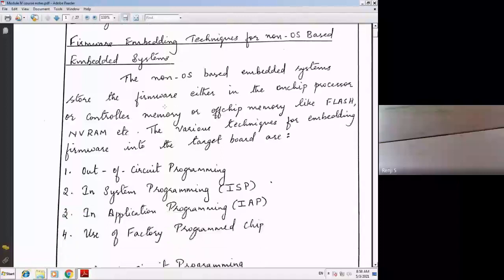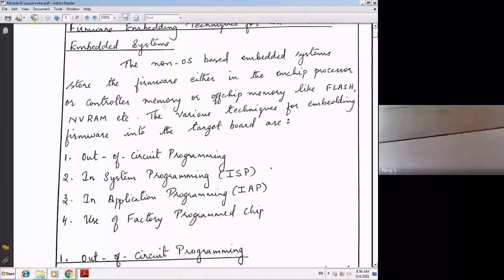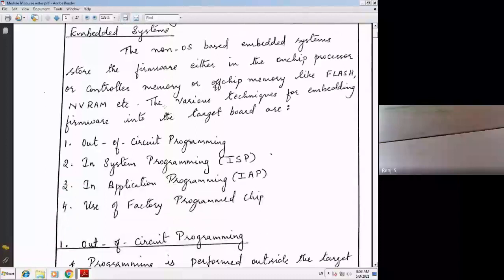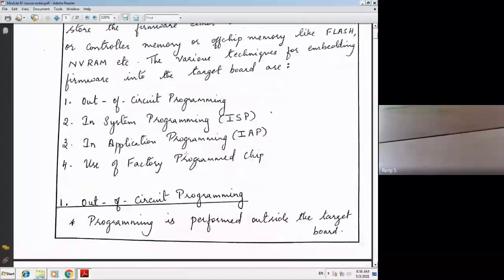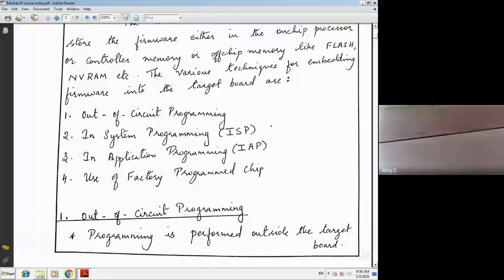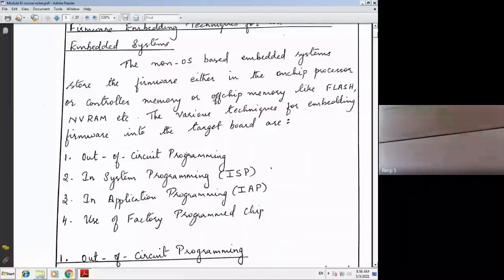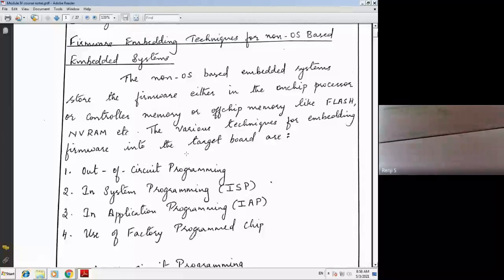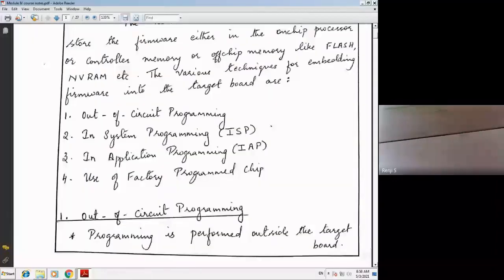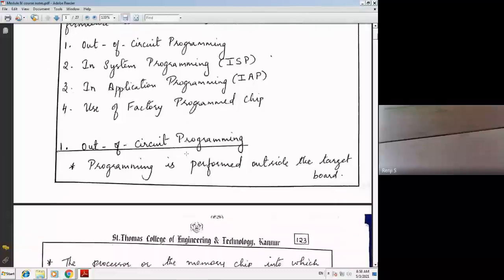So in non-OS based embedded systems, we can integrate firmware using 4 different techniques. The first technique, which we already discussed in the last class, is out of circuit programming. The second technique is in-system programming. Then we have in-application programming, and the fourth one is the use of factory programmed chips. So this is an important university question. It might come as a 9-mark question: what are the different techniques for integrating firmware into hardware. So these are the 4 techniques. Also, separately they were asked in university questions, like what is ISP, what is IAP, etc.